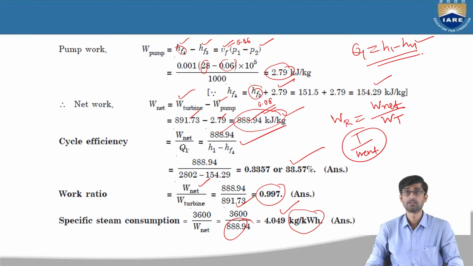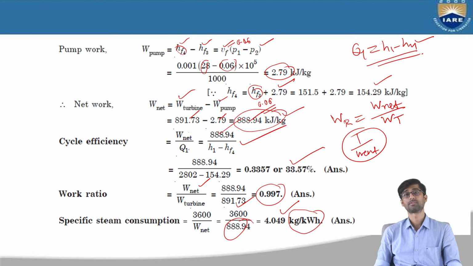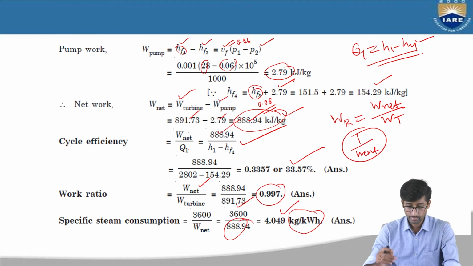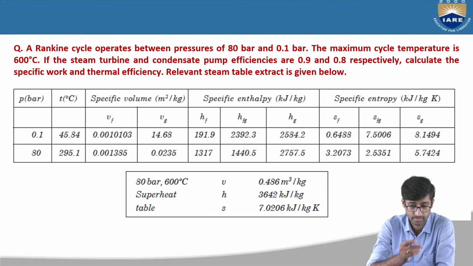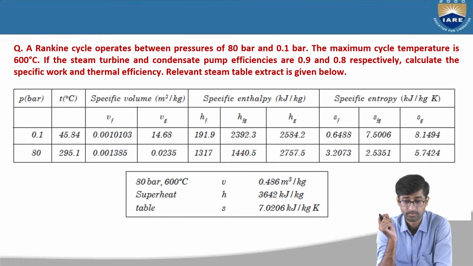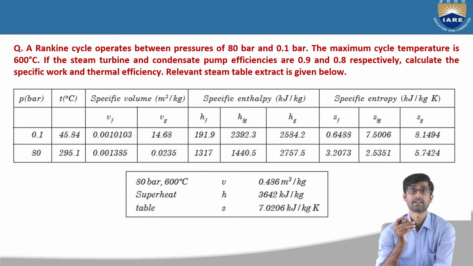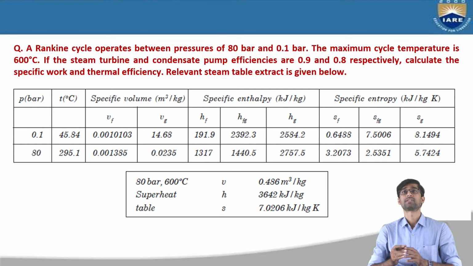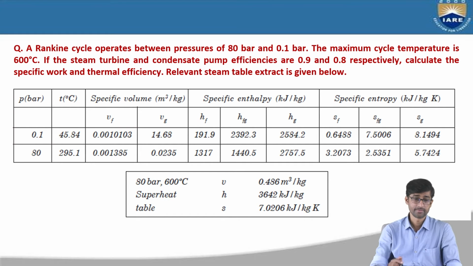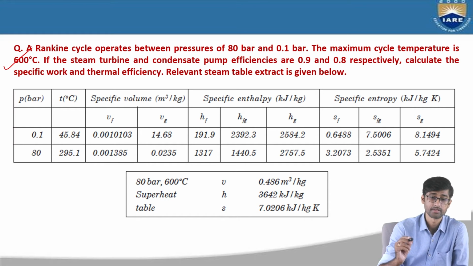So this is how to solve the problems based on the Rankine cycle. Similarly, there are other problems also available. This is one more type of problem. What is the question? A Rankine cycle operates between two pressures, 80 bar and 0.1 bar. The maximum cycle temperature is given as 600 degrees Celsius, right?